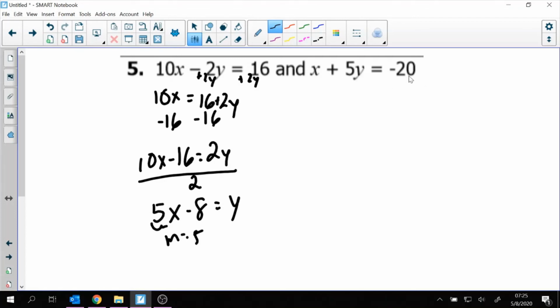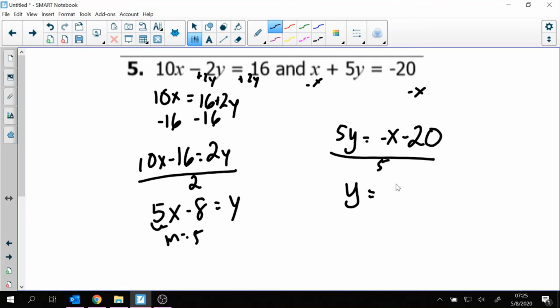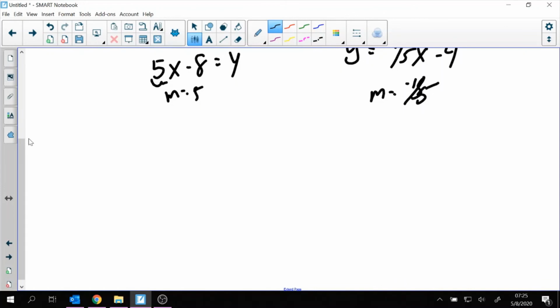Over here, we want to get y by itself. So I'm going to subtract x from both sides. I get 5y equals negative x minus 20. And then I want to divide both sides by 5, because that's what's in front of the y. I get negative 1/5 x minus 4. So our slope is negative 1/5. 1 over 5, there we go. So you might recognize this already, but these are negative reciprocals. So if you see that, then you're good to go and say perpendicular.